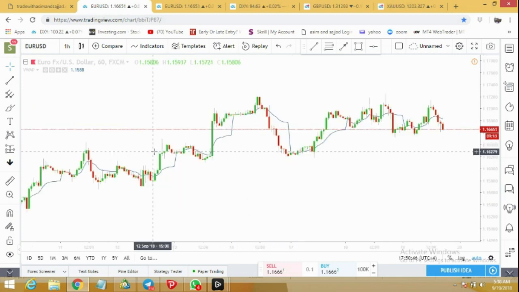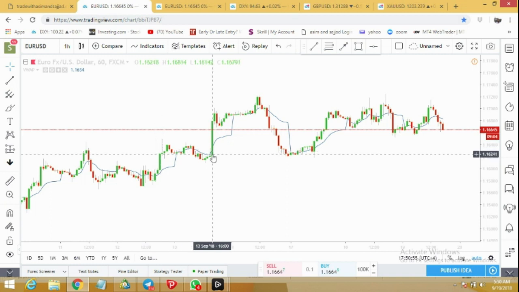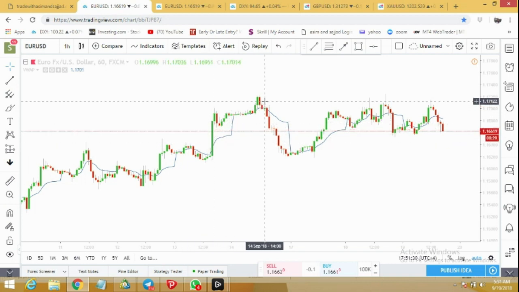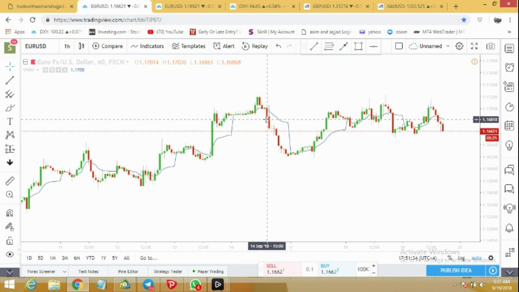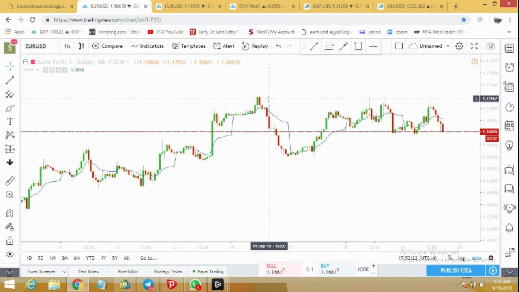The best way to use VWAP is you need to have a look at price action. Whenever it breaks above VWAP, you can go for a call or buy, and whenever it breaks below VWAP, you can enter a short or a sell trade. If you are entering into a sell trade here, for stop loss you need to have a stop loss above the previous high, at least 5 pips to 10 pips.